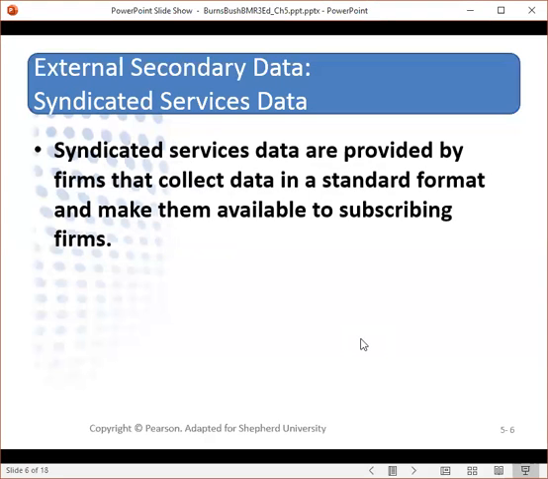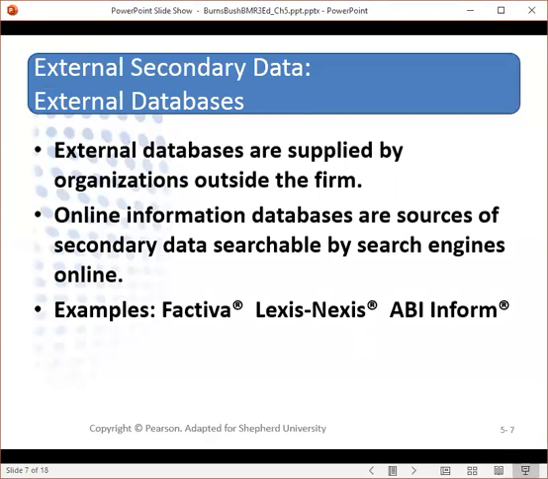Another type of external secondary data is syndicated data services. So this is data provided by firms that collect the data in a standard format and make the same information available to all the subscribing firms. External databases are supplied by organizations outside the firm. LexisNexis is an example, Factiva, ABI/Inform. These are online databases, and they're sources of secondary research by search engines online.